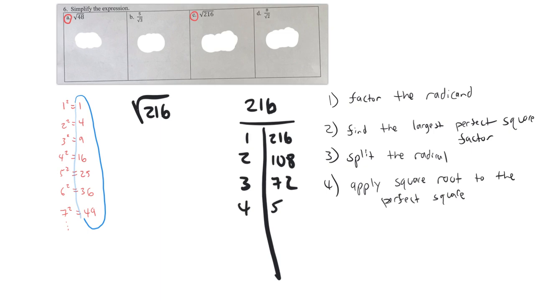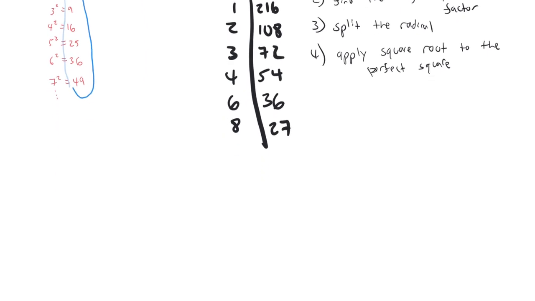4 times 54. 5 does not go into it. 6 probably does go into it. 6 times, I believe, 36. It turns out 8 does indeed go into it. 8 times 27. A lot of factors. It turns out that 9 goes into it. 9 times 24.